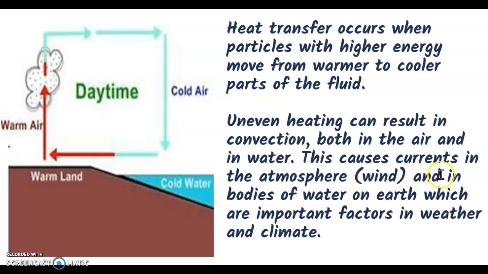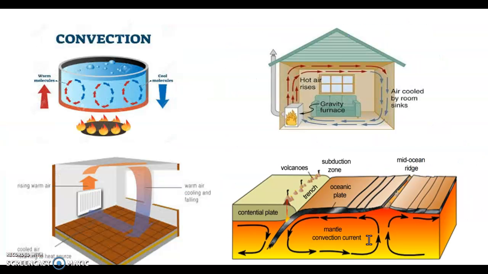This causes currents in the atmosphere like wind and in bodies of water on Earth, which are important factors in weather and climate. We have discussed already the sea breeze and land breeze. These are examples of convection. It's a circular movement when warm air rises and cool air sinks. Same in here. And it works also under the earth. That's why it causes the movement of our plates. You'll learn more about this when you go to 8th grade.